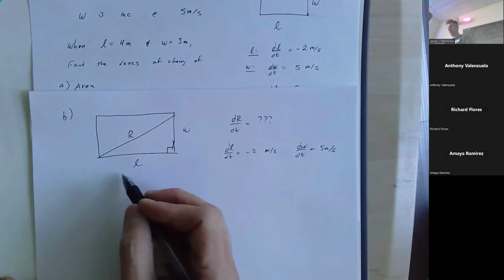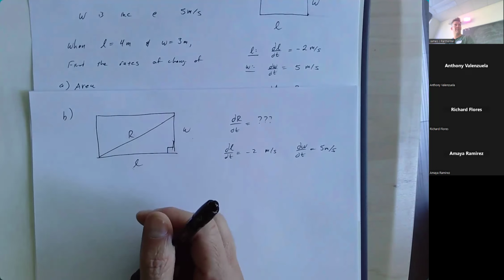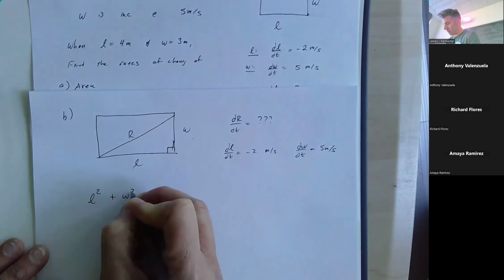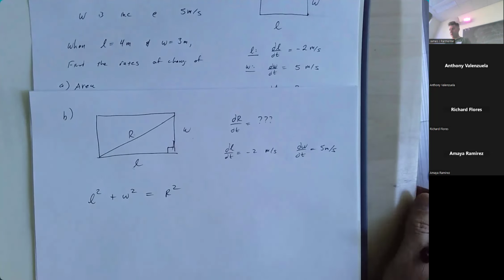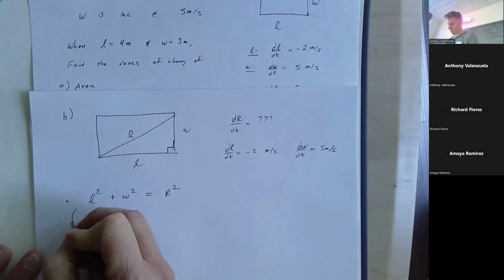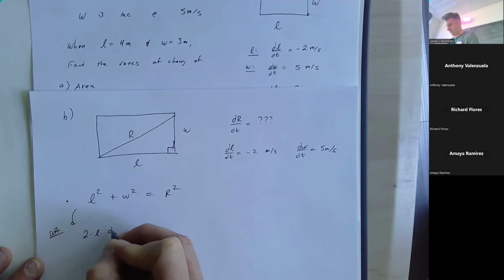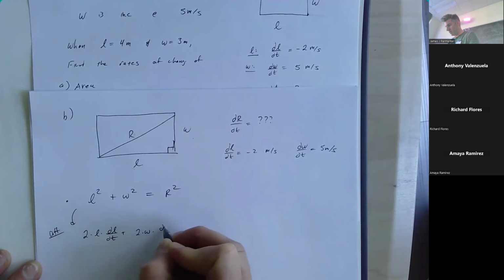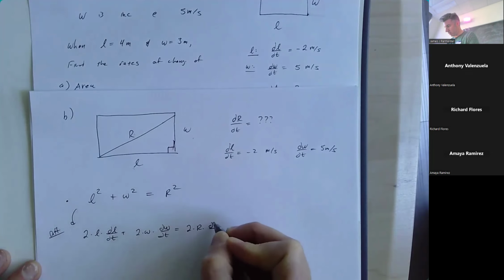Let me ask you all, of these three things, which is the one that goes on the side by itself? The L, the W, or the R? The R, the hypotenuse, right? The biggest thing is the one by itself. L squared plus W squared equals R squared. And then I don't need to involve any square roots here. Let's just take the derivative of both sides. So we're going to differentiate. The derivative of L squared is 2 times L times dL/dt. The derivative of W squared is 2 times W times dW/dt. The derivative of R squared is 2 times R times dR/dt.